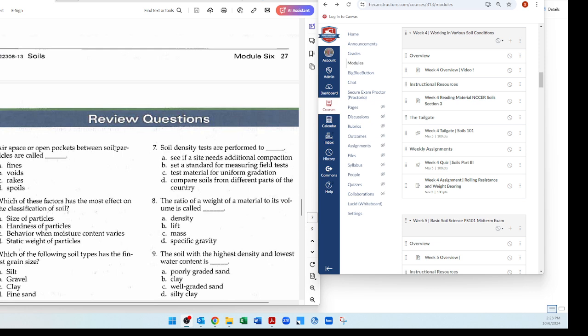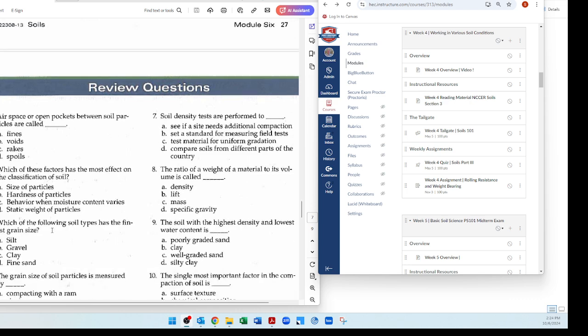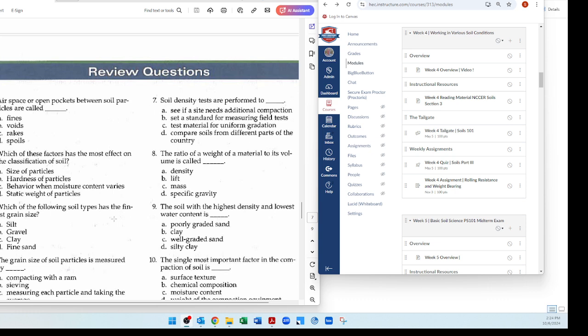Airspace or open pockets between soil particles are called what? Voids, right? Which of these factors has the most effect on the classification of soil? Size of particles has the most effect. We've talked about that. Which of the following soil types has the finest grain? Silts and clays. We've talked about that. Fine sand would be your correct answer.